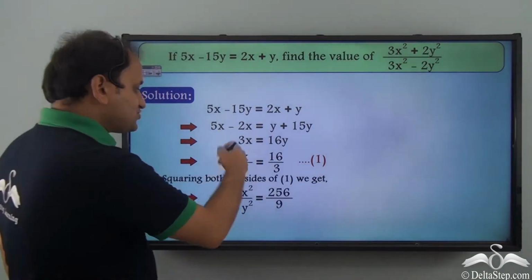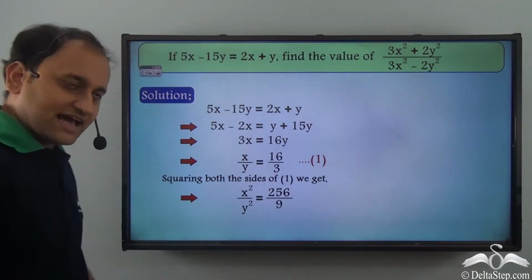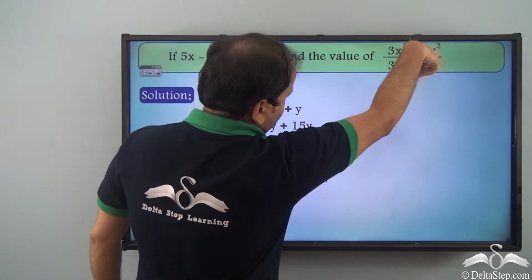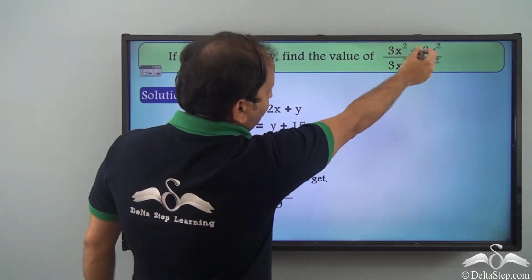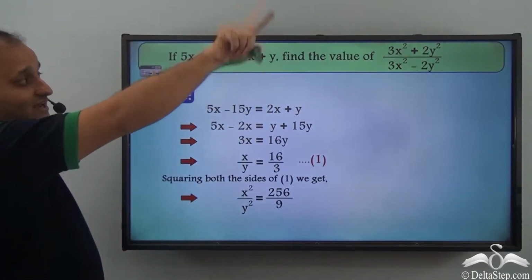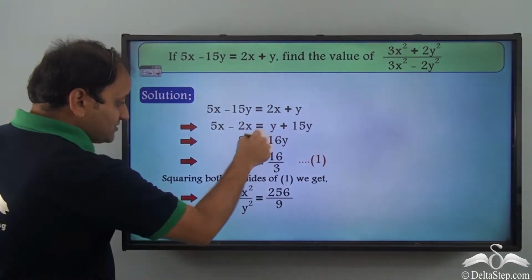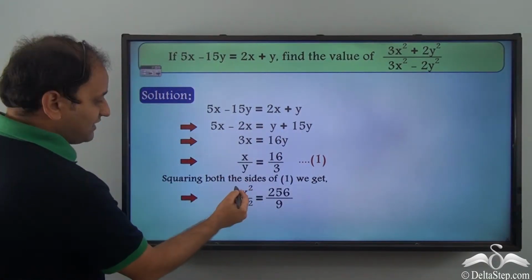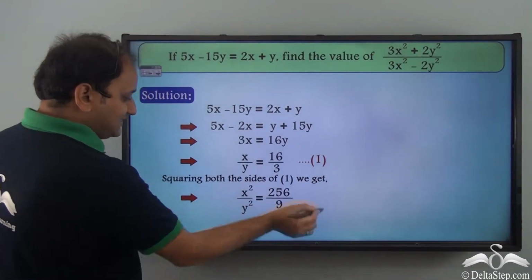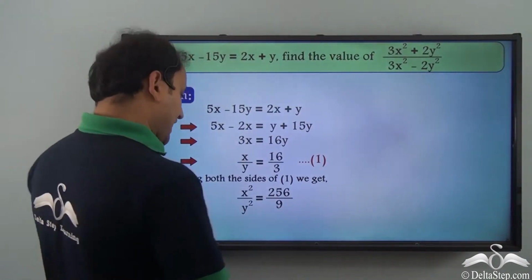Now what do we do next? Well, we apply square on both the sides. So why did we apply square on both the sides? Because what do we need to find? We need to find this expression. Here what do we have? We have x square and y square, right? Both in numerator and denominator. That is why first of all we squared both the sides so that we can get x square and y square. So we have got this. That is, we are one step closer to the solution.